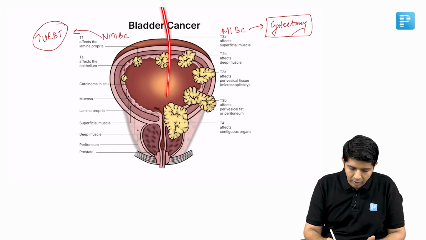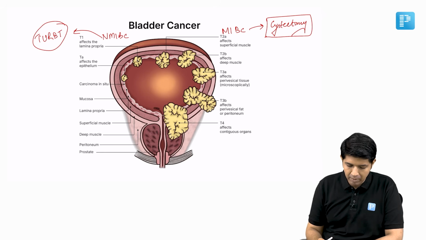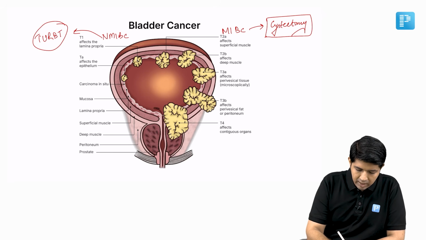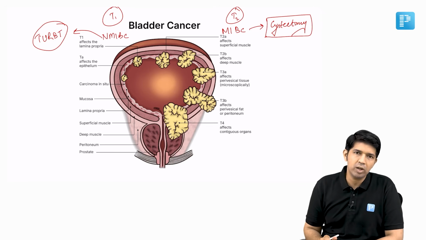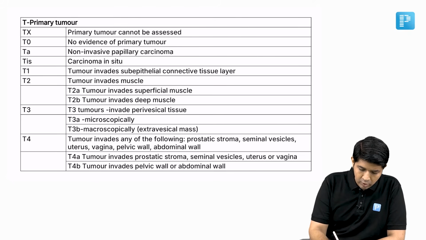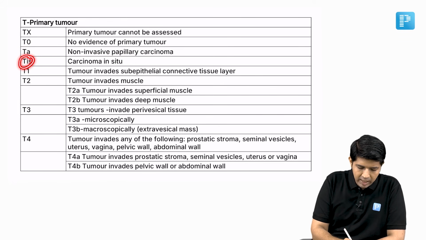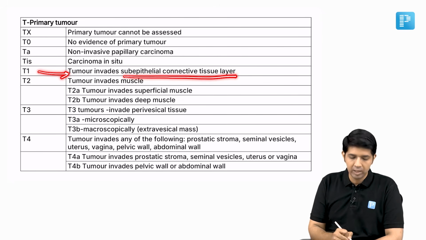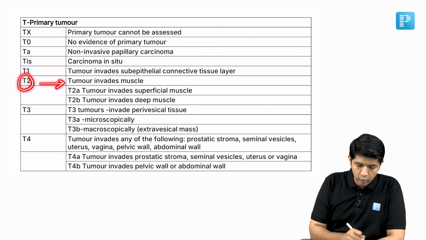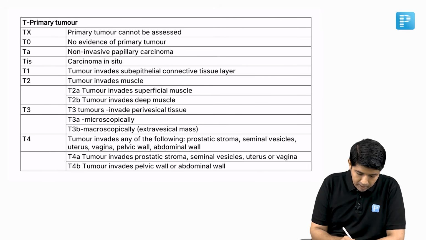Okay, that is why we are kind of hell-bent on dividing it between the non-muscle invasive and the muscle invasive bladder cancer. Now the cutoff for that is, like I said, T1 is non-muscle invasive, T2 and beyond is your muscle invasive bladder cancer. So this is your TNM staging. T0 means no evidence. TA is non-invasive papillary carcinoma. TIS is carcinoma in situ. T1 is tumor which invades the subepithelial connective tissue layer. T2 is it goes into the muscle where A is superficial, B is a deeper muscle of the urinary bladder.